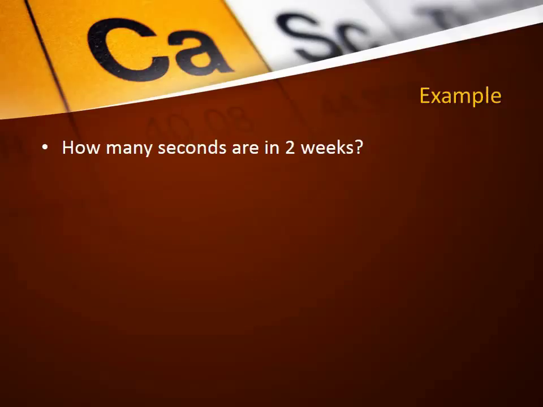All right, for this example, we are trying to convert 2 weeks into seconds. So I know that there is 1 week in 7 days, 1 day is 24 hours, 1 hour is equal to 60 minutes, and 1 minute equals 60 seconds. That should be enough to get me there.